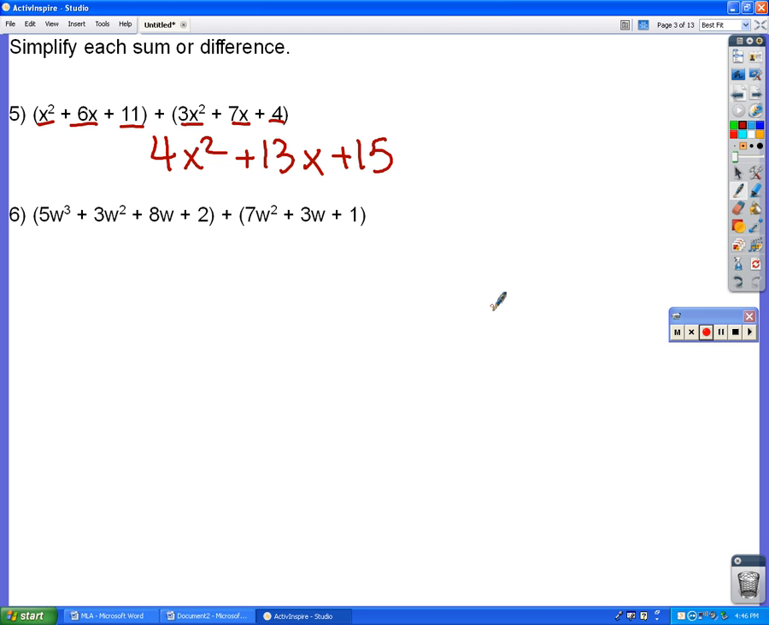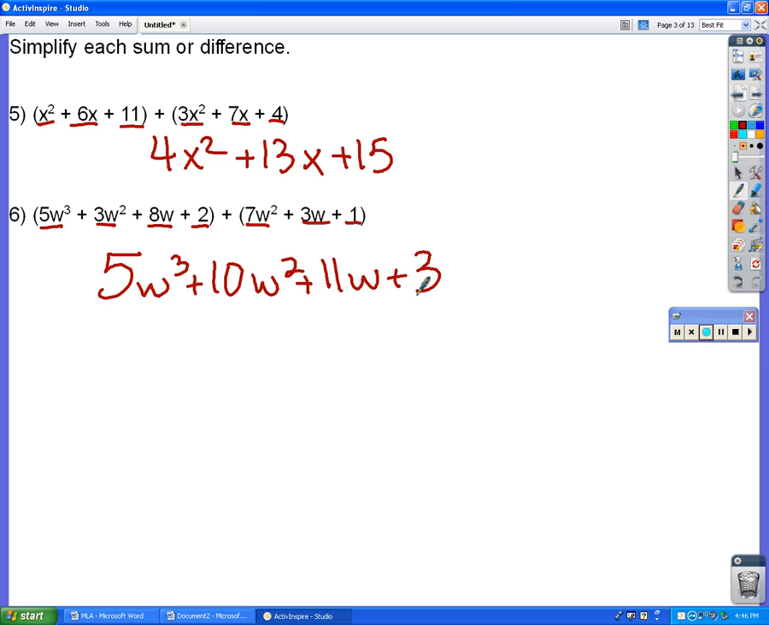Same thing with the next one. If I look at the highest degree, I have a cubed there, and notice that none of the other terms are to the 3rd power, so the 5w cubed stays all by itself. Then I have 3w squareds there and 7w squareds there for a total of 10w squareds. Then if I look at the w's, 8w's plus 3w's makes 11w's altogether. And 2 plus 1 is 3. So all we're really doing there is combining like terms.